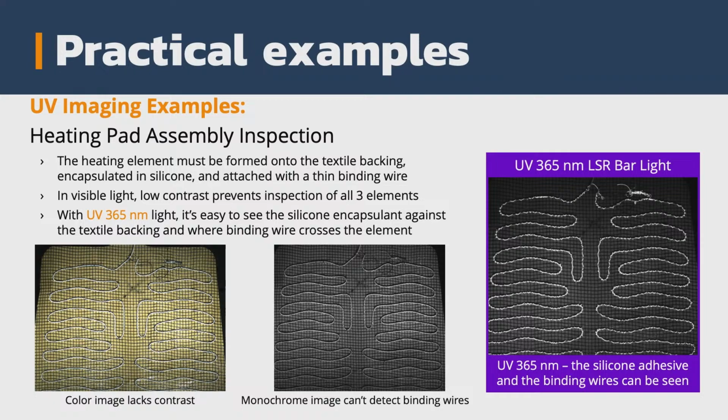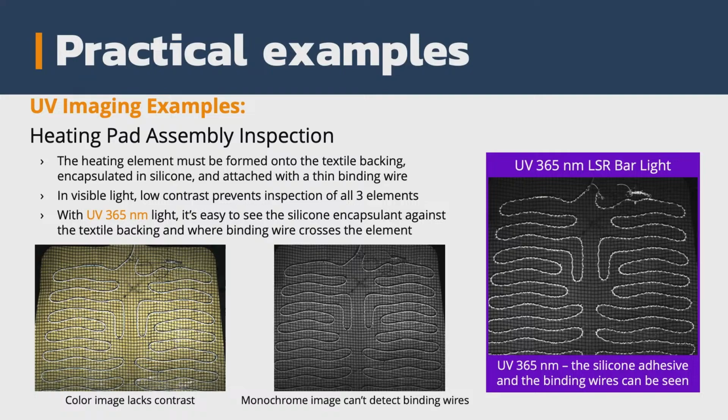But it's still not enough to see the binding wires, those little fine wires that are holding the silicone down to the backing. But if you look at the third image, which we captured with a 600 millimeter, 365 nanometer linear light, well, in this case now, the silicone itself actually begins to fluoresce. The UV light is exciting the silicone, and it's giving off light in a slightly lower spectrum into the blue-green, and it's actually beginning to fluoresce.